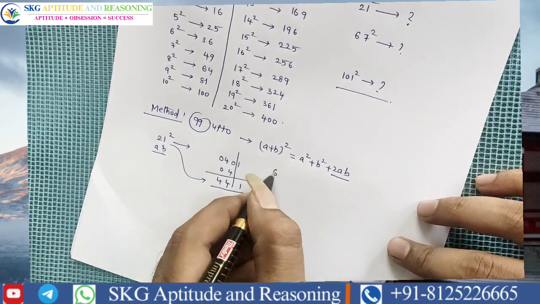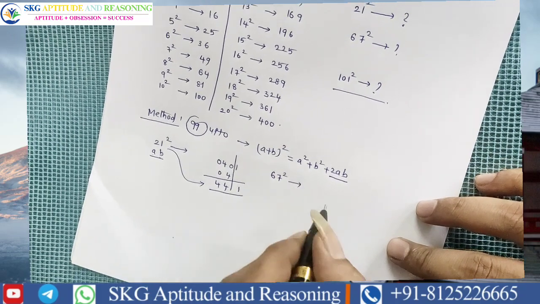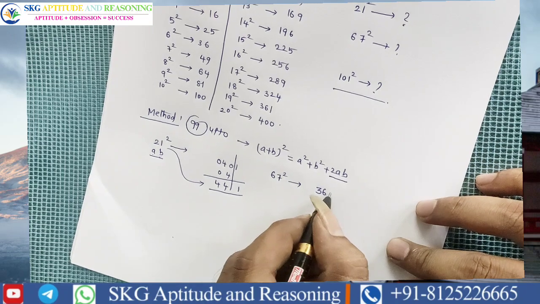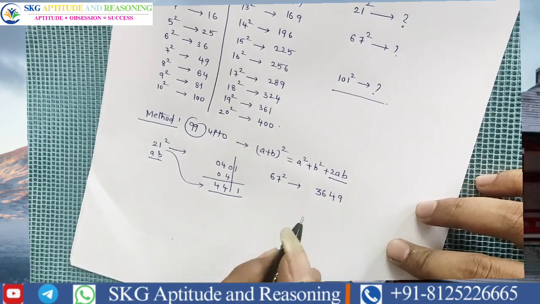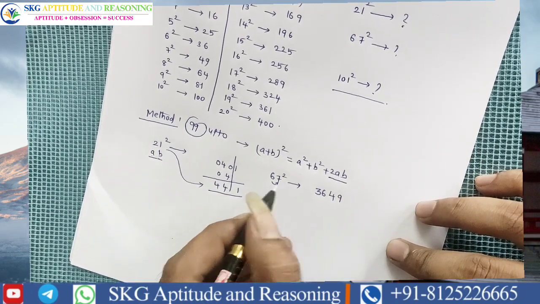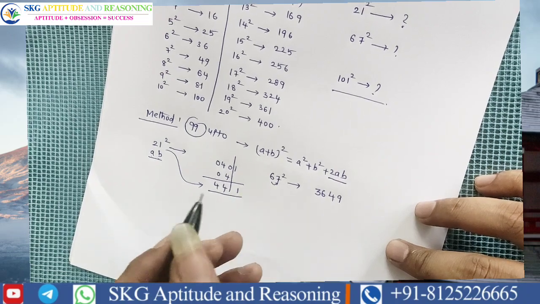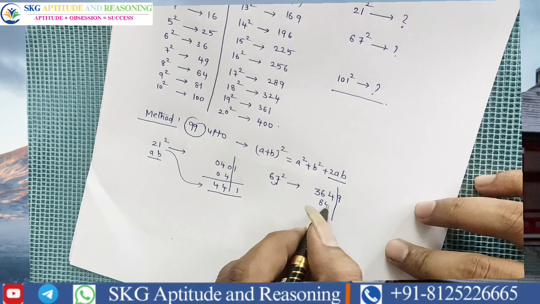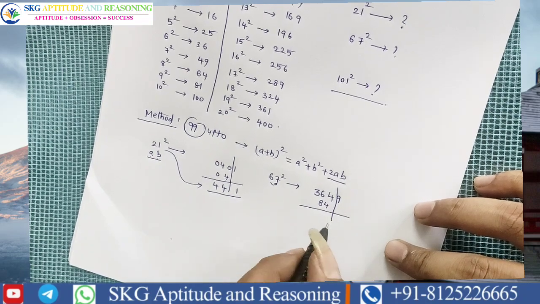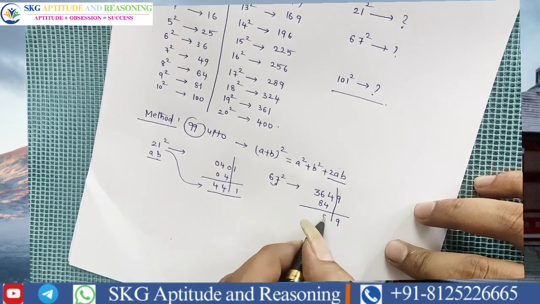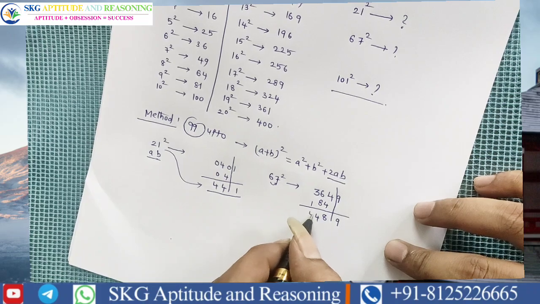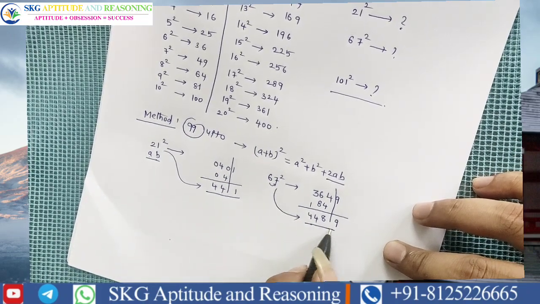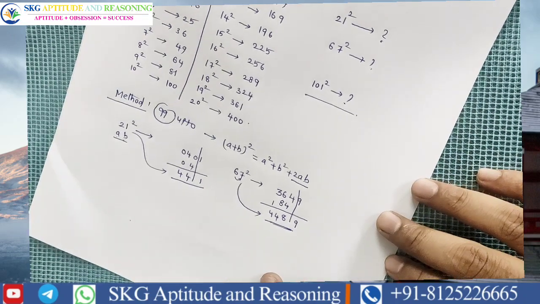Similarly, try to find 67 square also. What is 6 square? That is 36. And what is 7 square? 49. And what is 6 into 7? 6 7s are 42, and 42 into 2 will be 84. By leaving the units place, write down the product of 2ab here. Now add the values here. So it will be 9, 8, 4 and 4. So 67 square will be 4489.